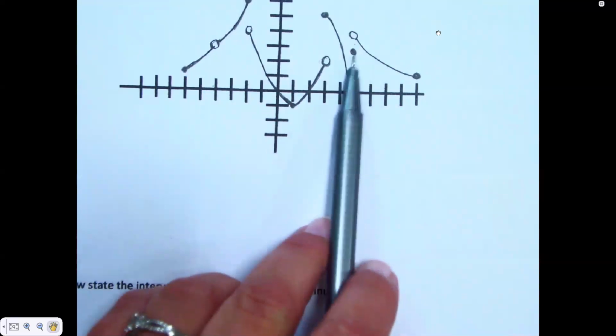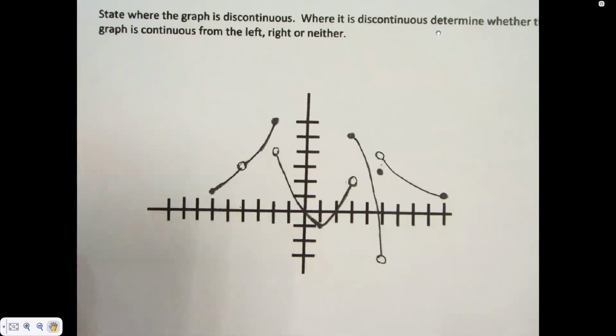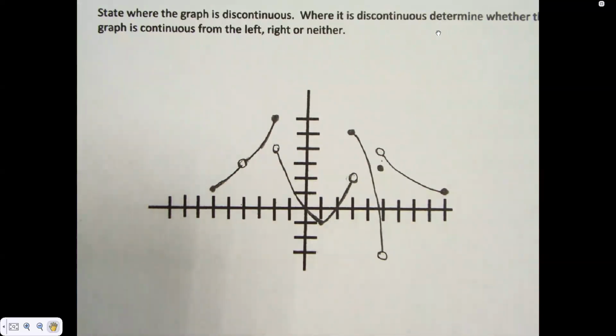Let's try it again. Same thing, just a little bit harder on the next one because they put this random point here. But let's try. We'll put that point there. Okay. So same thing though, we're going to state where it's discontinuous. Where it's discontinuous, determine if it is continuous from the left, right, or neither. And we can also state why. So they may on the homework too.